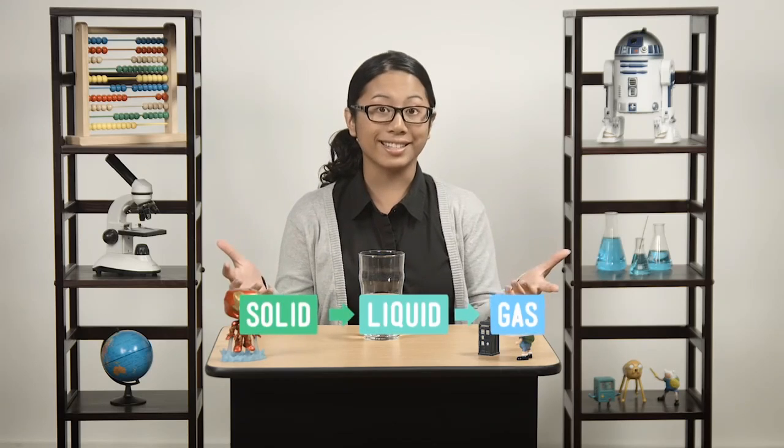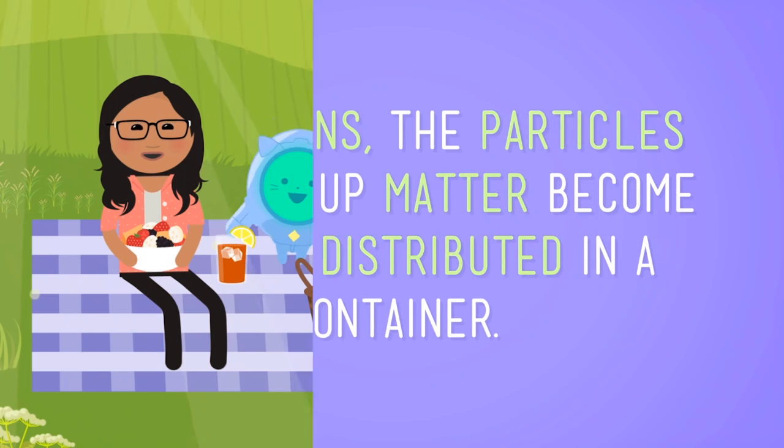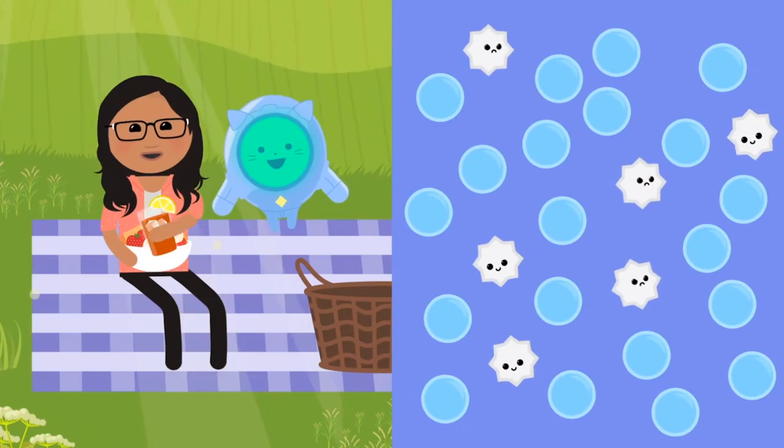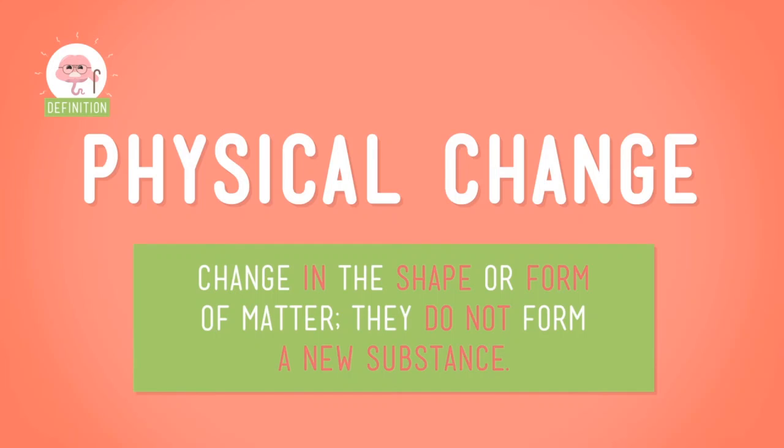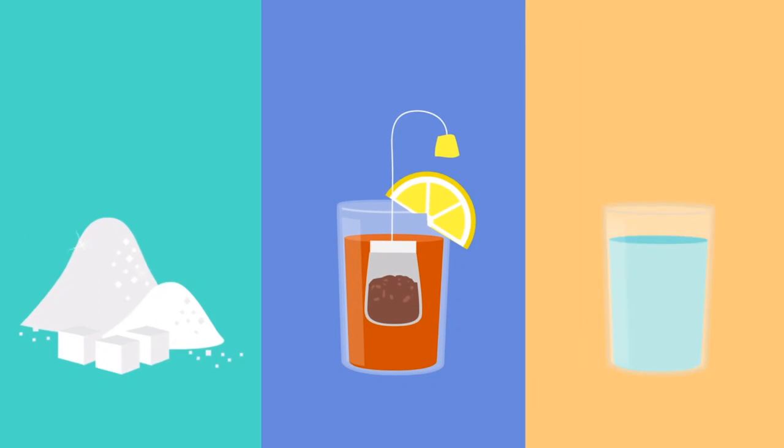You already know a lot about matter, like how it can change between different states, like solids, liquids, and gases. You also know that matter can be part of mixtures called solutions. And in solutions, the particles that make up matter become equally distributed in a container, like the sugar and water molecules in our picnic sweet tea. And even though we didn't know it then, that sugar went through what's called a physical change. A physical change is a change in the shape or form of matter. Physical changes do not form a new substance, and they can usually be undone. Like how we were able to separate the sugar from the tea when we heated the tea so that the water evaporated.